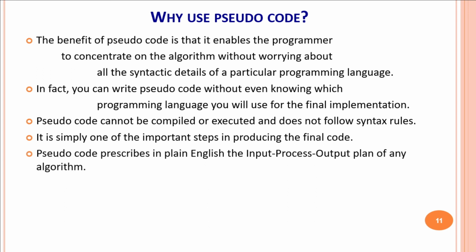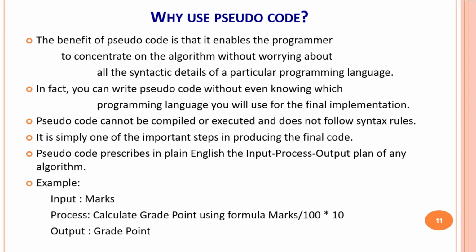So it prescribes in plain English the input, process, output plan for any algorithm. For example, this is the pseudocode which shows that input is going to be marks, process is going to be calculate the grade point using the formula marks divided by 100 into 10, and output is grade point. So this is a simple pseudocode for converting marks into grade.